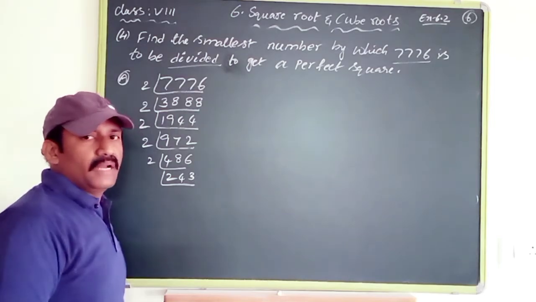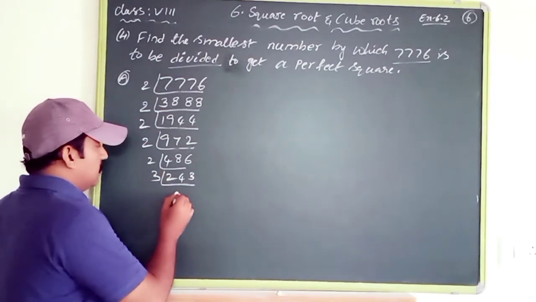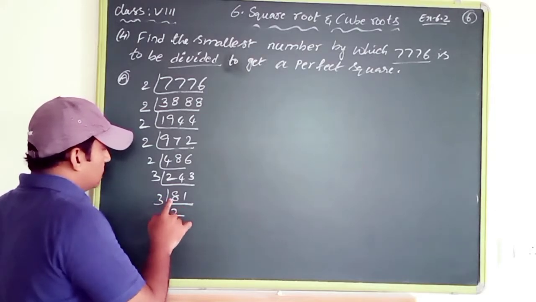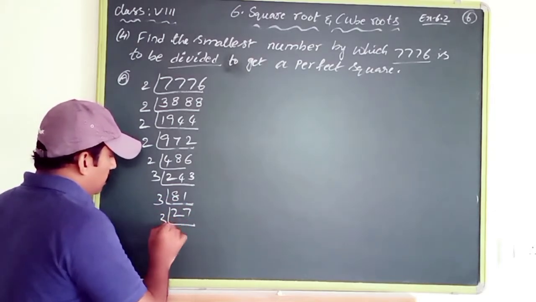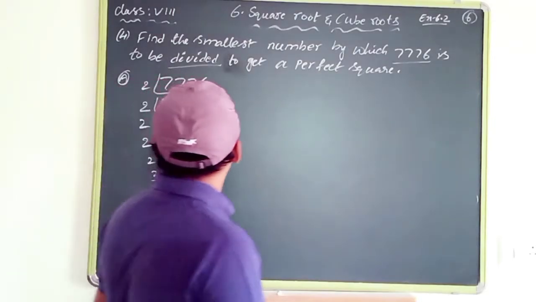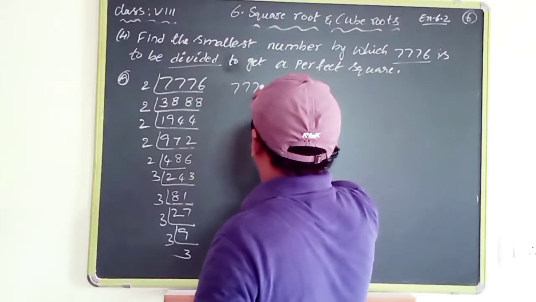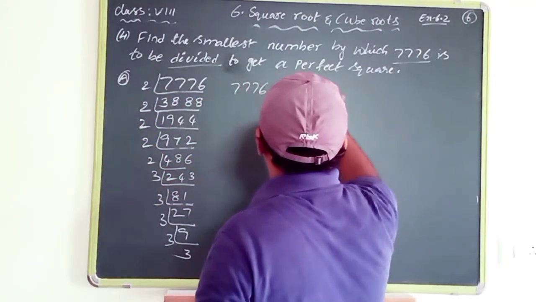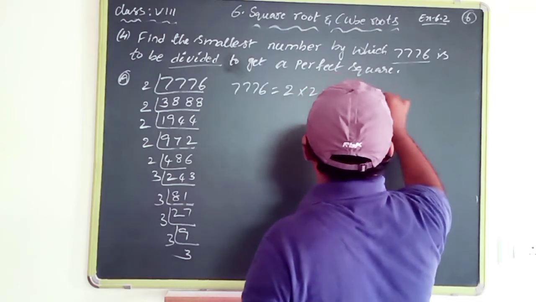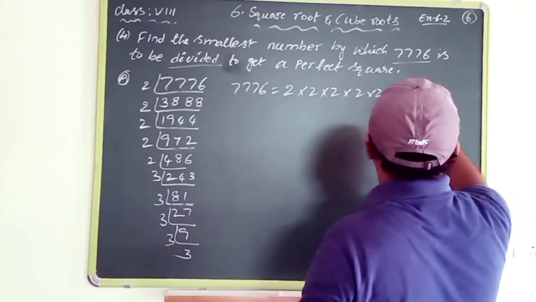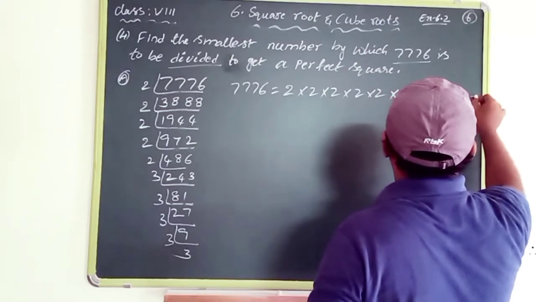So 9 is a multiple of 3, so we divide by 3 here. Three 8s are 24, 3 2s are 6, 3 7s are 21, 3 9s are 27, 3 3s are 9. So 7776 has 5 twos and 5 threes.